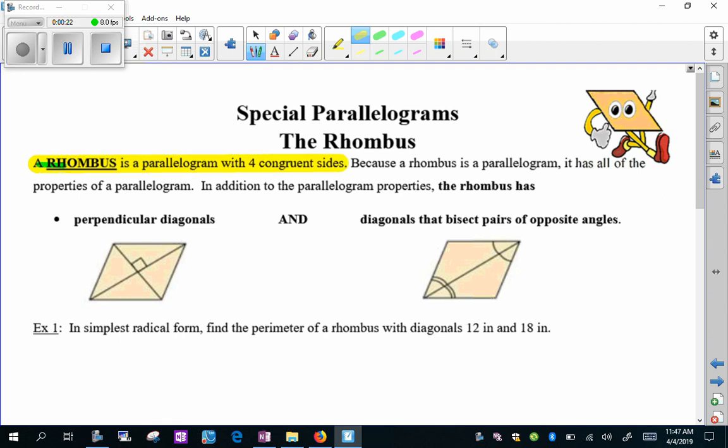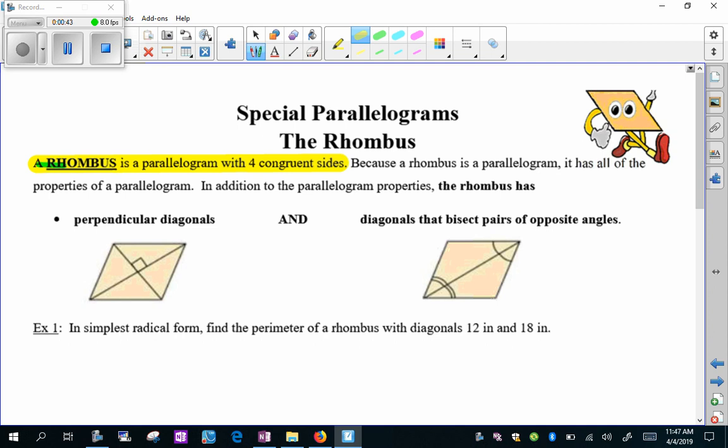And because the rhombus is a parallelogram, we know that it has all those different properties of a parallelogram that we've been discussing throughout the unit. So we talked about opposite sides congruent, opposite angles congruent, consecutive angles that are supplementary, and that the diagonals bisect each other.